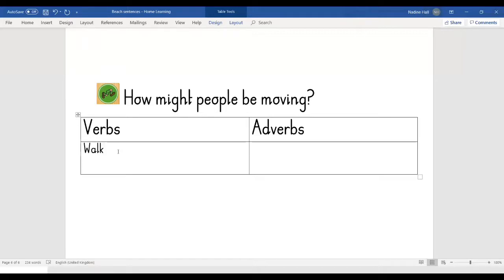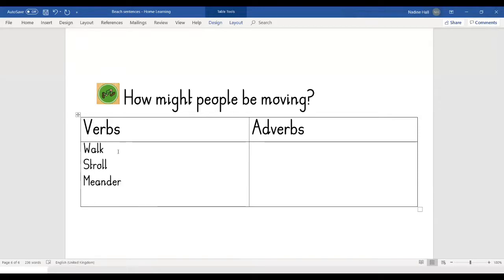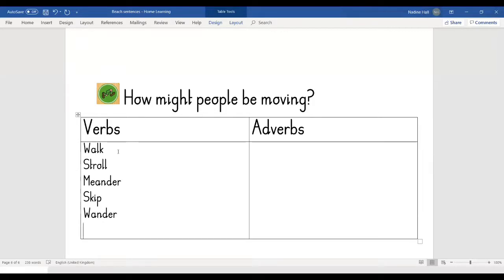So we might have stroll along the beach. I could meander along the beach. I know my class love that word, meander, to take a winding path. We might skip along the beach. That's a really positive verb. Not sure the elderly couple would skip along the beach, but it's a nice verb. We could take a wander, slow wander along the beach. I think I'm going to choose this one. I'm going to have stroll. So my elderly couple, I'm picturing them strolling along the beach, hand in hand.